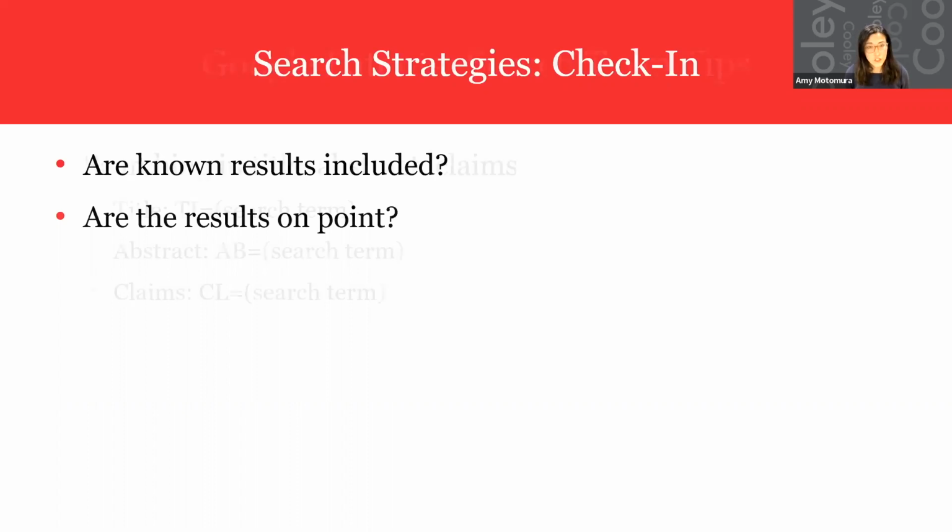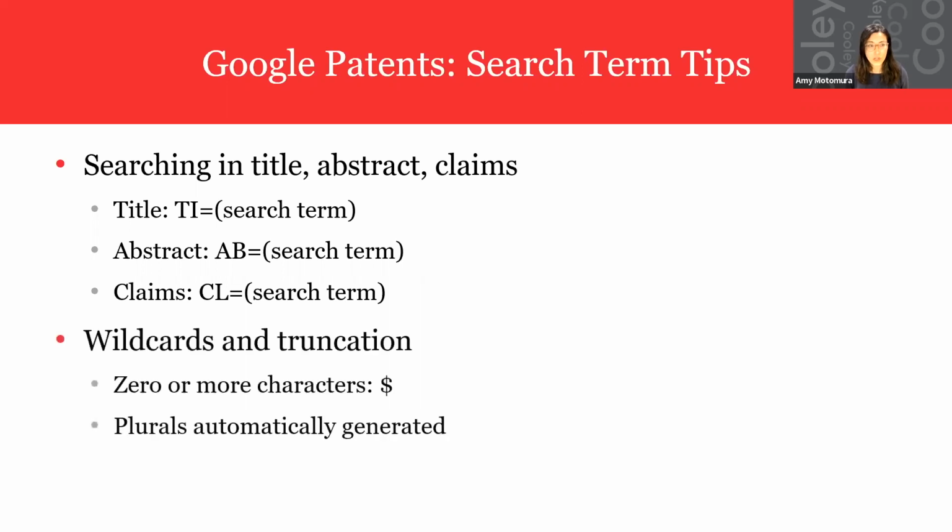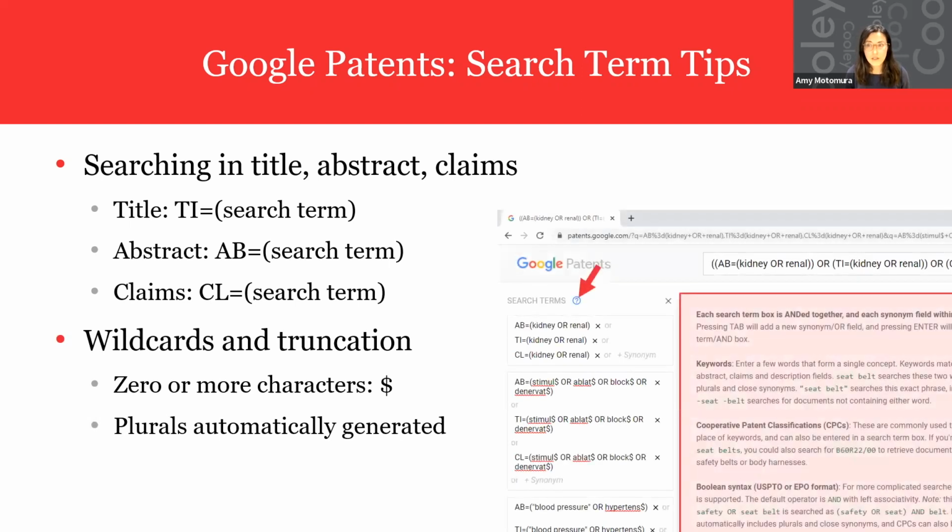So, just a little search tip based on what we just talked about: think about adding this title, abstract, claim limitation, and I've given you here the syntax for limiting it. You can also use wildcards, although Google creates the plurals automatically. If you need more information about the syntax that Google uses, you can go up here. There's a little question mark, and if you click on it, it'll pop out a little window that gives you the specific language that you can use to do the search you want.